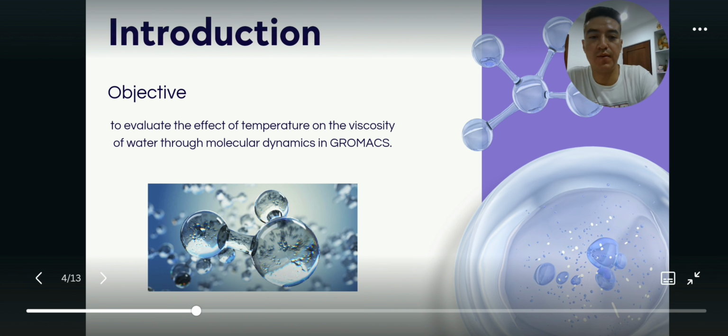The objective of this practice is to evaluate the effect of temperature on the viscosity of water through molecular dynamics in GROMACS.